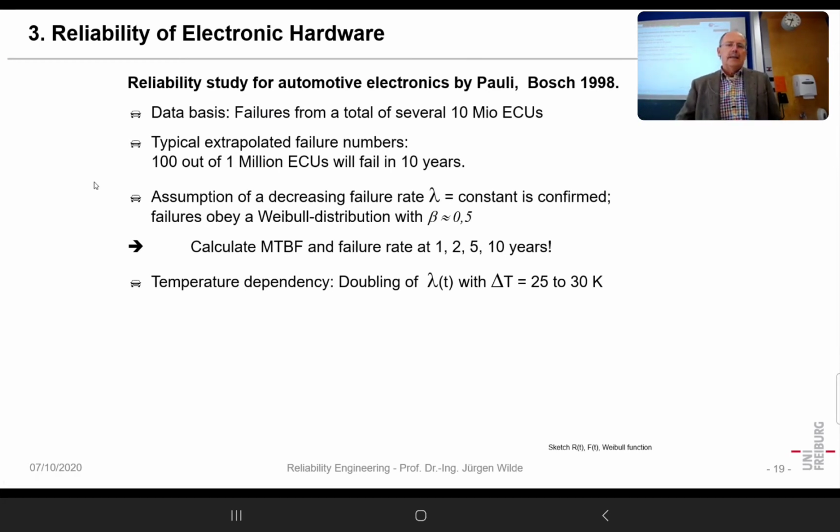Yes. And that Pauli, he also found in his dissertation that the failure rate will double when you increase the temperature by 25 to 30 degrees. Normally, you would expect more, but you also must keep in mind that there are very many doubling in a smaller temperature range. So that temperature has a stronger effect.